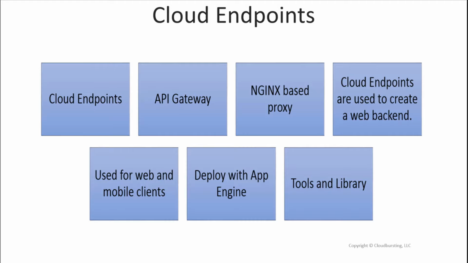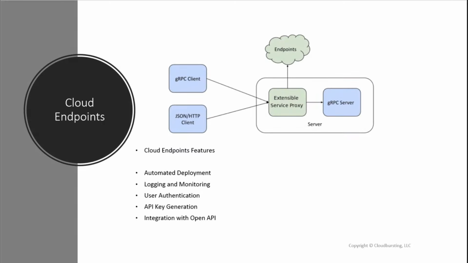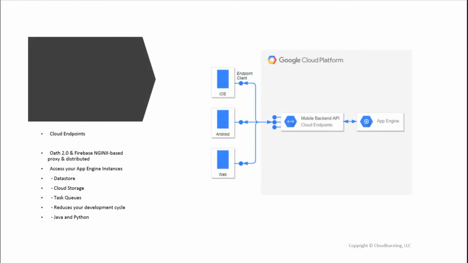You want to use it to create a web backend for your web clients. You can deploy this with App Engine. Tools and libraries are with it as well. Now, here's an example of how endpoints work. You're going to have your server, your proxy and your endpoints here, and your clients will be, of course, extending out to the proxy. Some of the features are listed here, such as key generation, integration with OpenAPI, automated deployment.